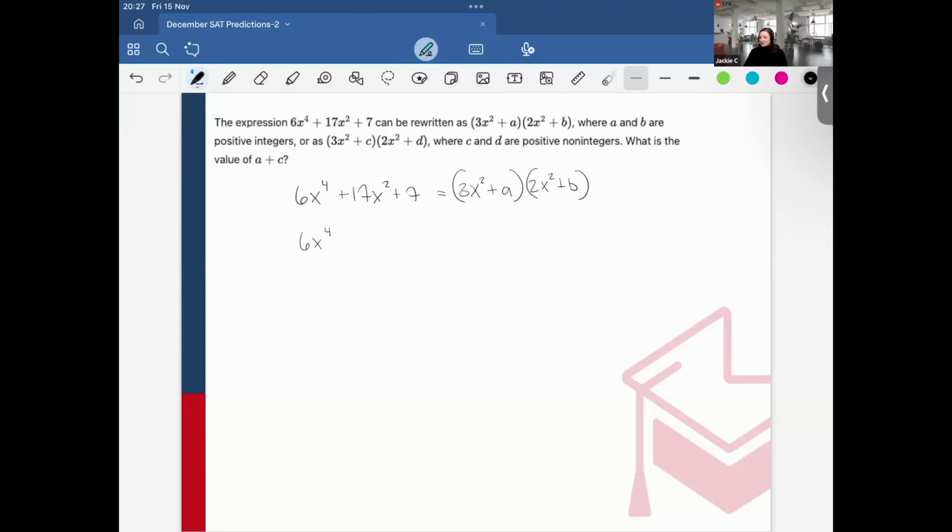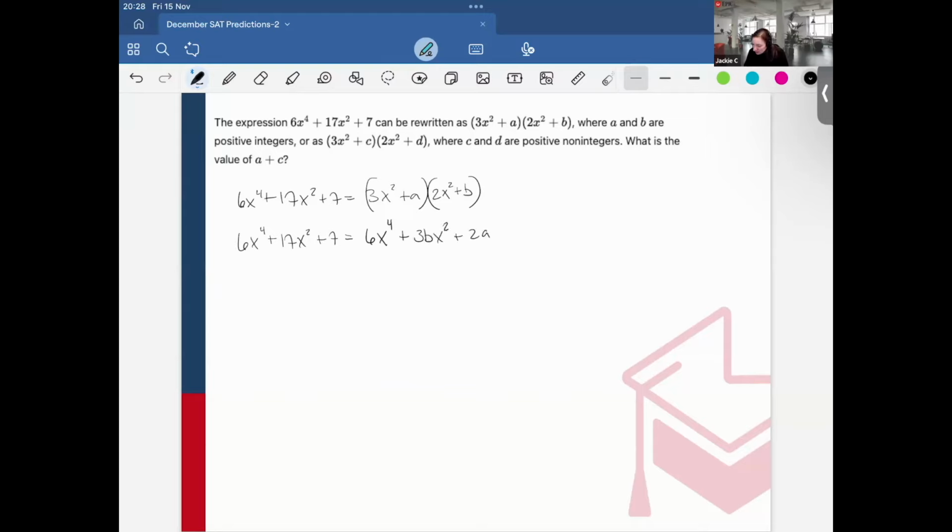Okay, so first let's deal with this. I just wanted to make more room. So let's make this 6x to the fourth, expand the brackets, right? So this would be plus 3bx squared plus 2ax squared plus ab. Then looking at equation equivalences, I see 6x to the fourth equals 6x to the fourth. Looking at the x squares in front, 17 must be equal to 3b plus 2a. And I also know that ab would be equal to 7.